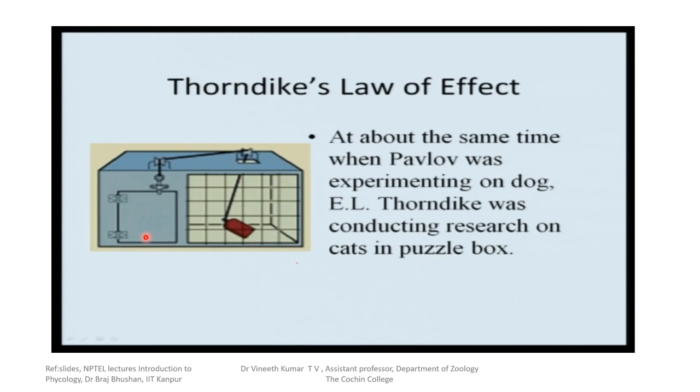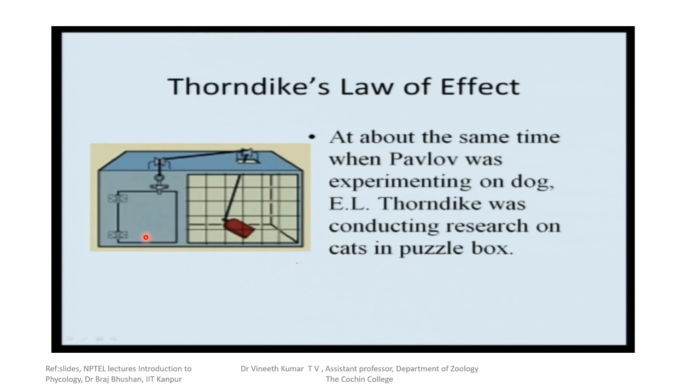It goes on repeating the response so that the stimulus, which is the fish present outside, can be achieved. The response here is pressing of the lever. After two or three attempts, it learns that pressing the lever will open the door so that it can come outside. That is the association happening between the stimulus and the response. It associates pressing of the lever with the opening of the door, and it can reach its target, which is the fish kept outside.